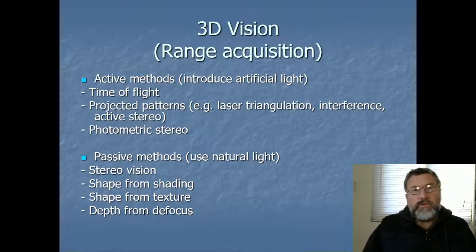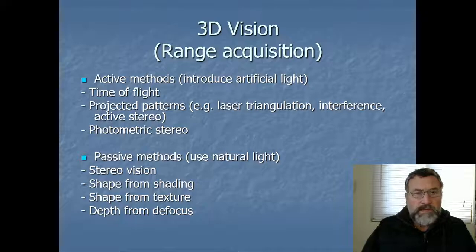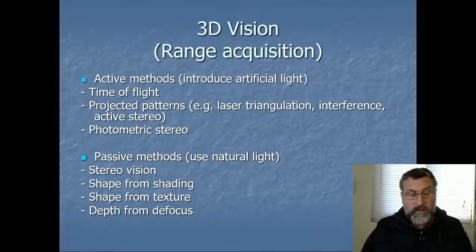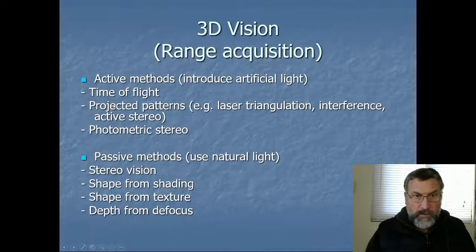So when we're looking at 3D vision, we're trying to get this range acquisition together. And there are two basic approaches to doing that. You have active methods, where you introduce an artificial light source, and then passive methods, where you use natural light. So active methods are things like time of flight, where the system shines maybe infrared illumination or something and measures, if you can imagine this, the time it takes for that to come back, and then works out how far away the thing it reflected off is.